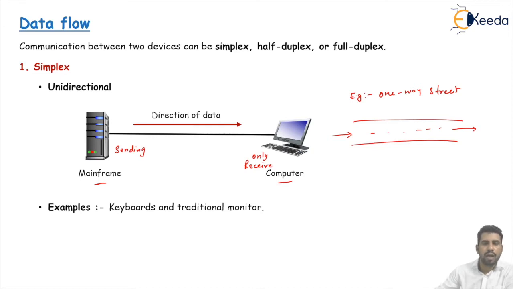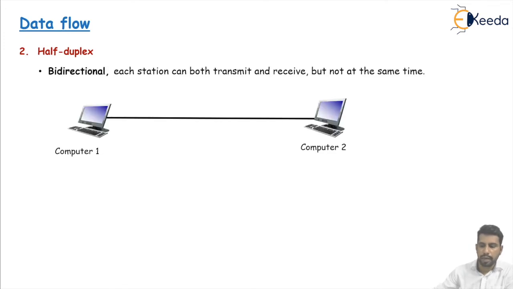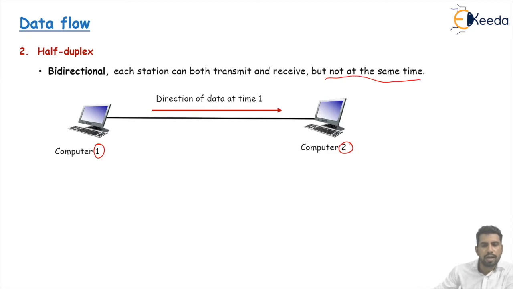The second one is half duplex. Half duplex means the communication is on both sides. The communication is bidirectional. Both systems can send and receive the data, but not at the same time. When one device is sending the data, the other can only receive. If computer 1 is sending the data at time 1, computer 2 only receives the data. When computer 2 is sending the data, computer 1 can only receive the data. Communication in both directions, but not at the same time.